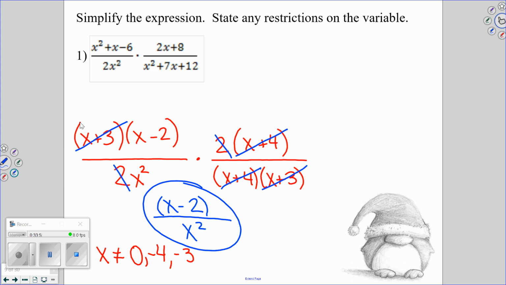I think these are fun. I like these problems. I'm weird though, I get it. I'm a nerd.